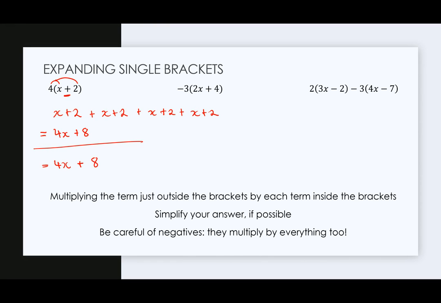So there's 2 ways of thinking about expanding. You can do it in long form by just writing it out as groups and adding them together, or you can do this quicker method by drawing some arrows and multiplying them term by term. I'm going to be using the quicker method from now on.